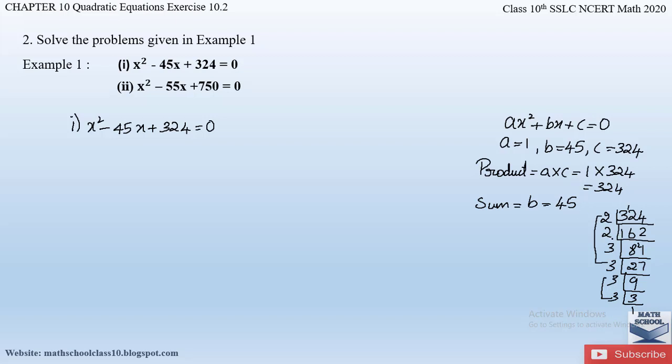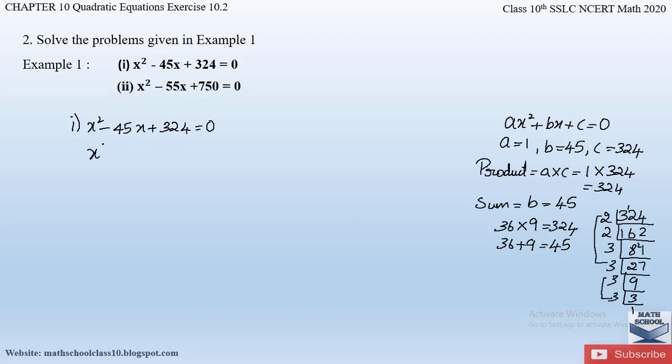2 2s are 4, 4 3s are 12, 12 into 3 is 36. So 36, and 3 into 3 is 9. So 36 into 9 is 324, and 36 plus 9 will be 45. In this manner you have to find the factors or group them. Now instead of 45 we are going to substitute 36 plus 9 in the quadratic equation, and that is how we are going to split the middle term 45.